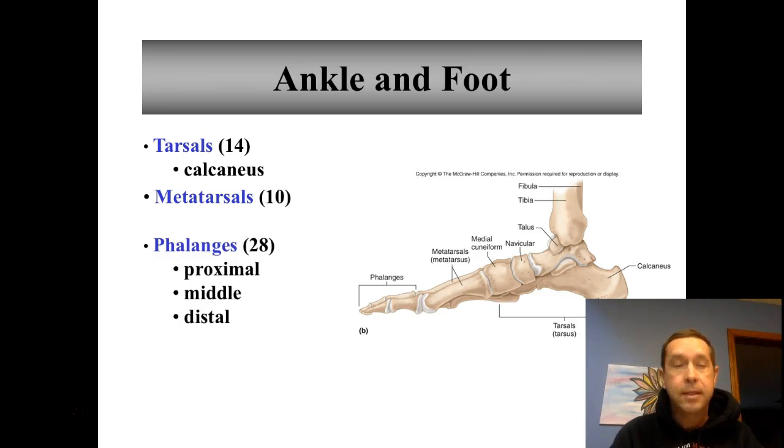And again, phalanges are exactly the same as they were in the hand, 14 in each foot. The big toe has a proximal and a distal phalanx. The rest of the toes have proximal, middle, and distal phalanx.